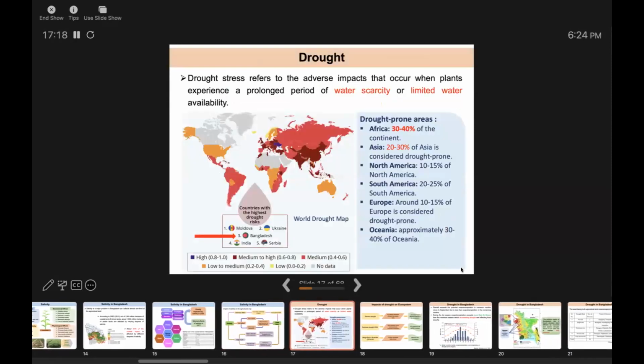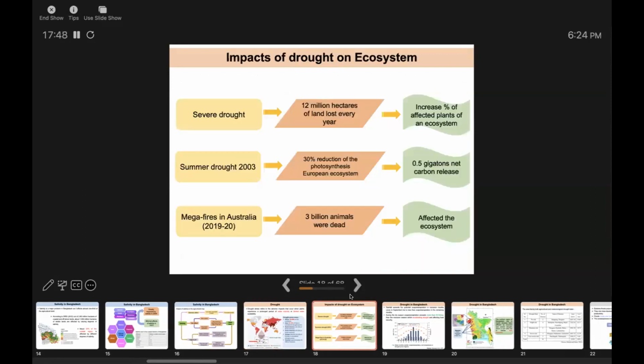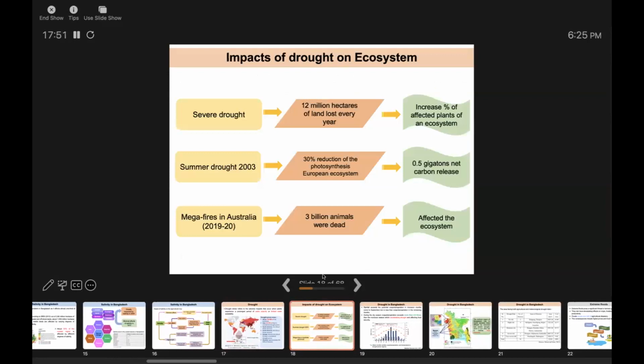Another one is drought. Drought stress refers to the adverse impact that occurs when plants experience a prolonged period of water scarcity or limited water. We can see that African countries are more vulnerable, more prone to drought, whereas the next are the Asian countries, and among them Bangladesh is number three under the threat of drought risk. So we also have to think particularly about the northern part of this country, and how drought can cause impacts.